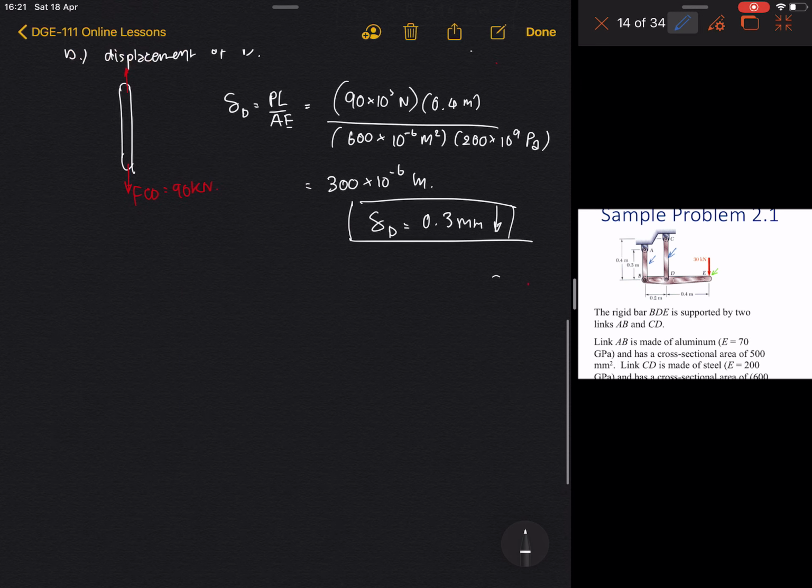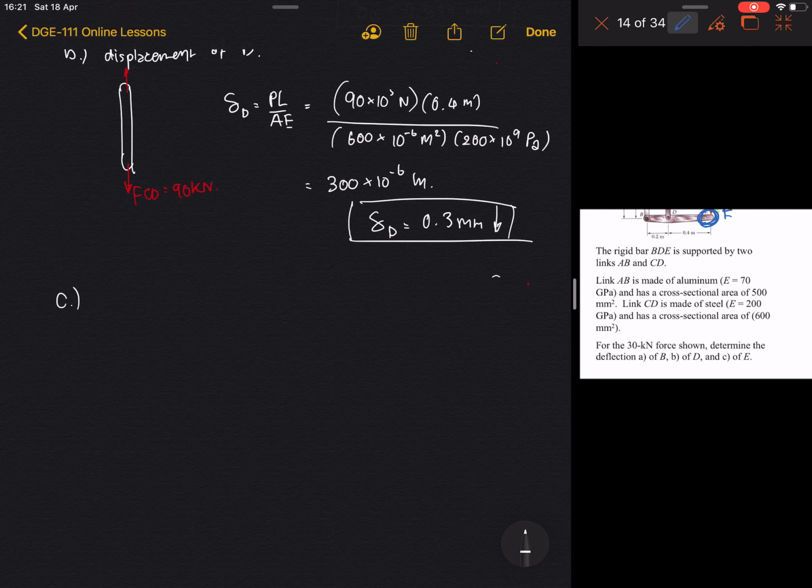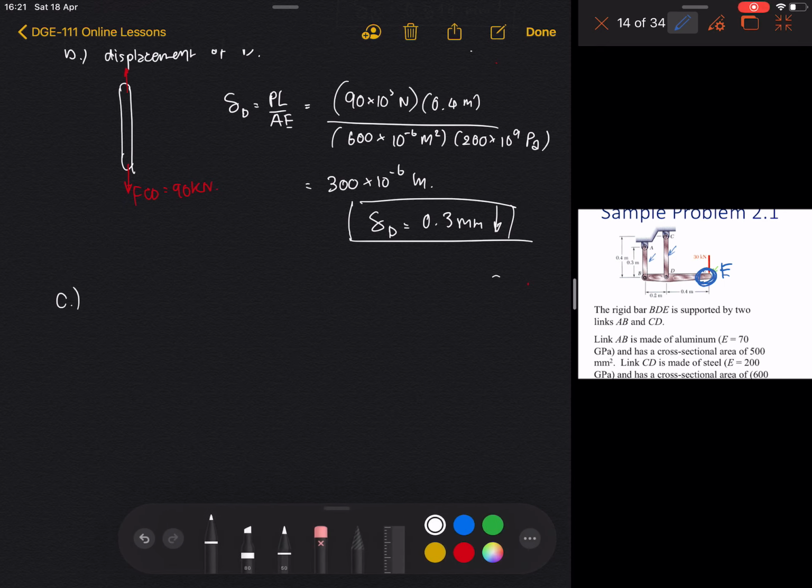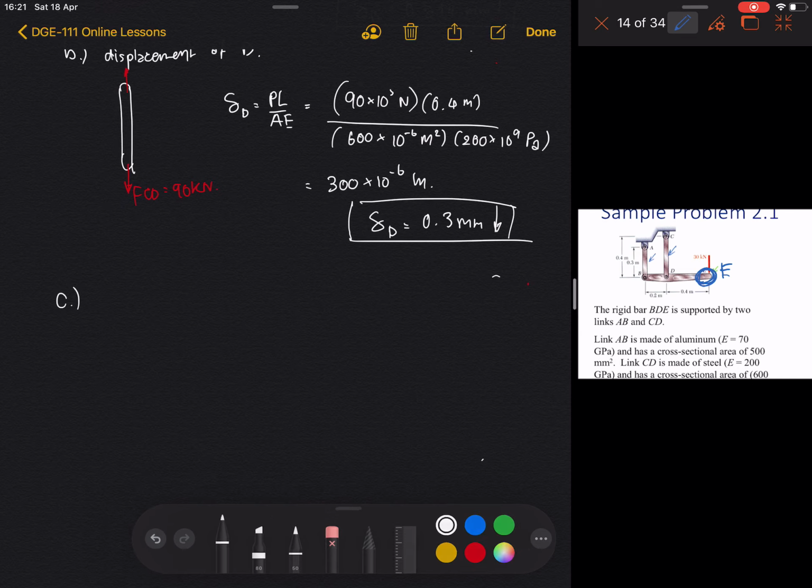And then we would like to know the deformation of this point, point E here. Okay, so point E is a little bit tricky. We need a little bit of knowledge from the triangle rules. So we have this line.